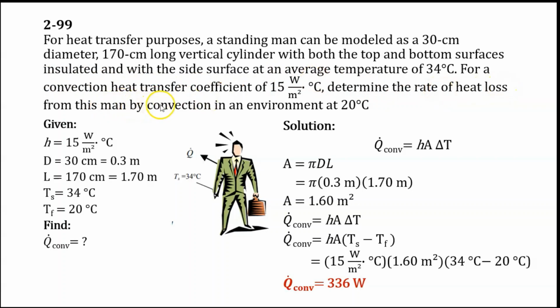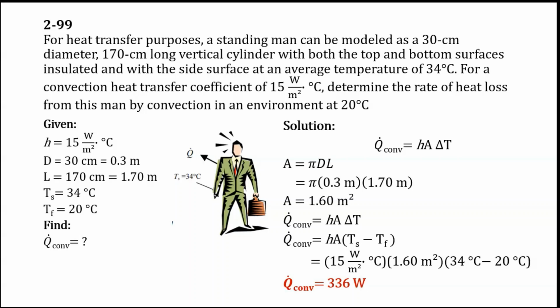For a convection heat transfer coefficient of 15 watts per square meter degrees Celsius, determine the rate of heat lost from this man by convection in an environment at 20 degrees Celsius. So in this problem, a person is standing in a room at a specified temperature. The heat transfer rate between the person and the surrounding air by convection is to be determined.